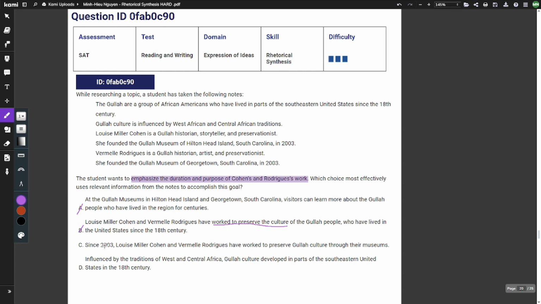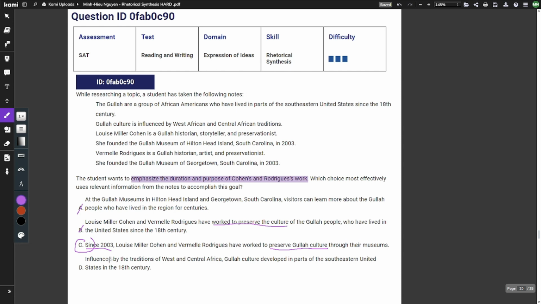C. Since 2003, Louis Miller Cohen and Vermel Rodriguez have worked to preserve Gullah culture through their museums. So this one does give you the duration, which is since 2003. And then it also gives you the purpose, which is to preserve Gullah culture. So C is going to be our answer.